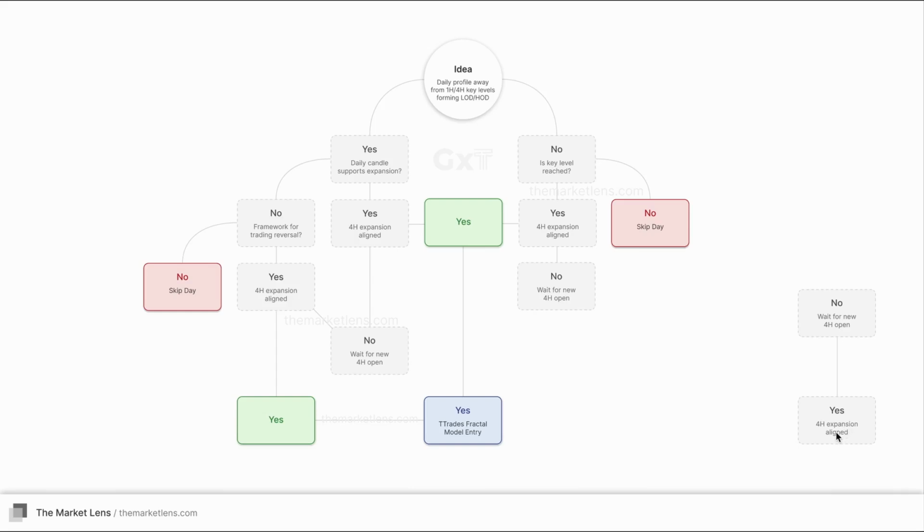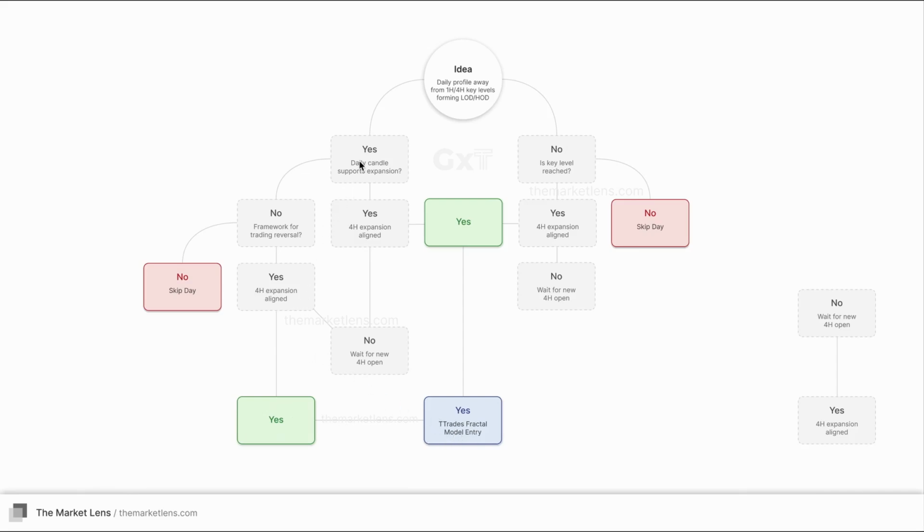Once a new open has occurred, then we go back over here, right? We ask ourselves the same thing. So since it is aligned now, all we need to see is a valid fractal model entry to get on side. Once we have a valid fractal model present, then we can look to trade, right?